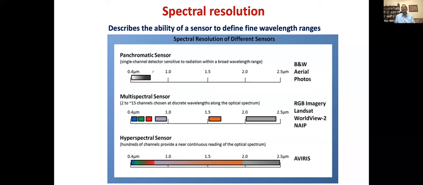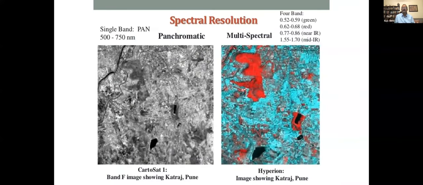A simple panchromatic data may have just 1 band. Multispectral data may have 4 or 5 bands. And hyperspectral data may have 200 channels or 200 bands to actually detect that kind of data. Panchromatic data is a single band, which allows you to see things, but multispectral data allows you to also identify things, because you can now see the signals of different objects, water, vegetation, houses, and so on. So that is the advantage of multispectral data.